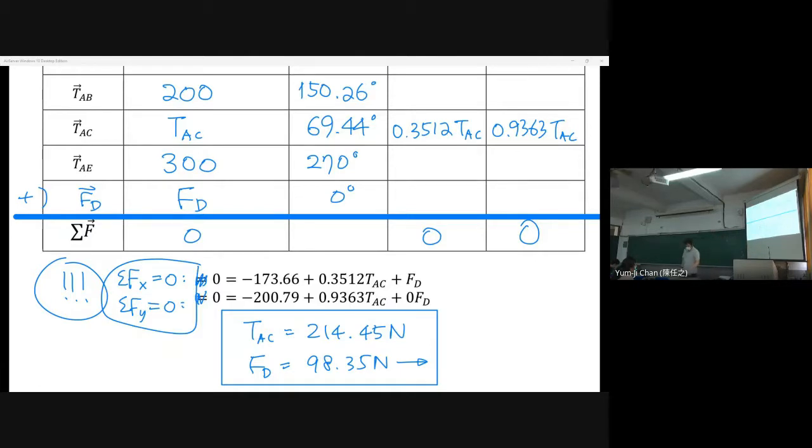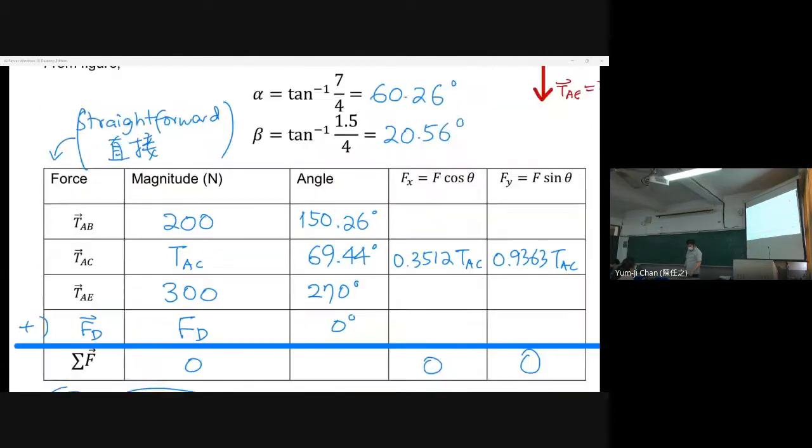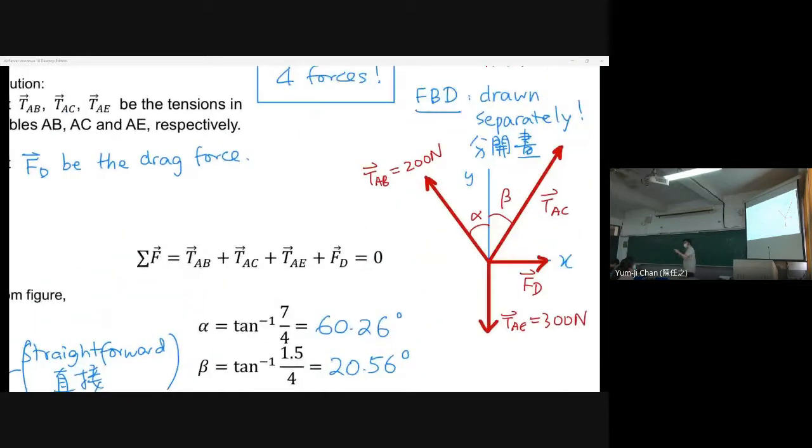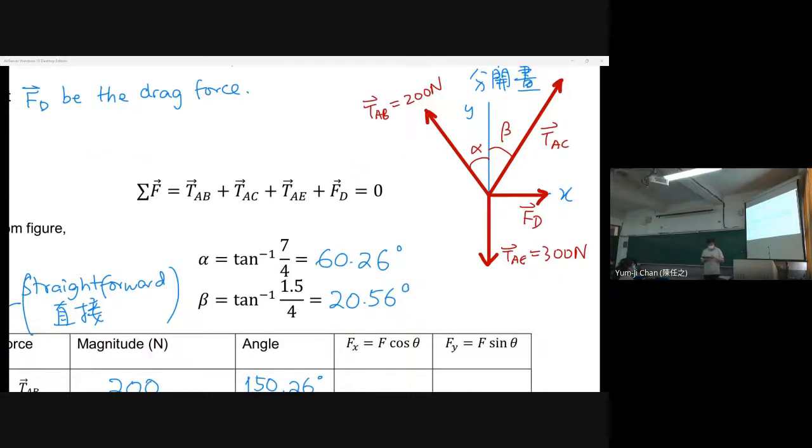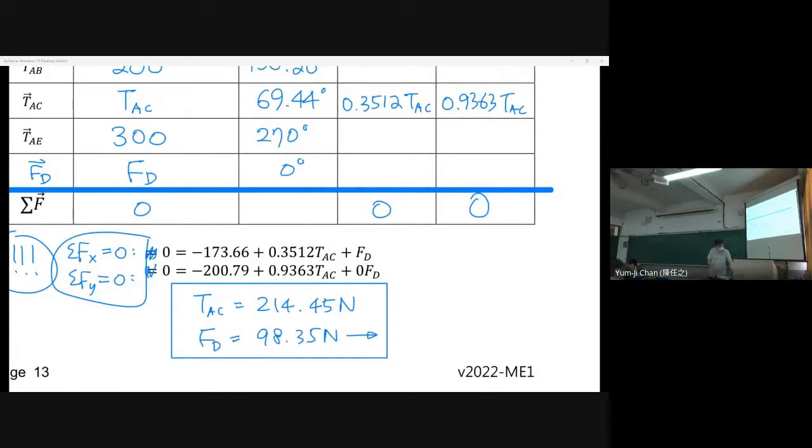The second point is before we do any calculation, remember to draw the figure diagram. I've told you that it counts like 20% or 25%, 30% of the mark. So take your time to write it down, and if you have finished writing it down, you can go to the next page.